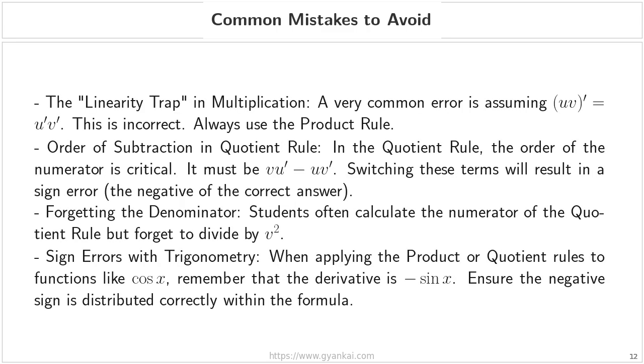Finally, be mindful of sign errors when working with trigonometry. As we saw in our examples, the derivative of cosine of x is negative sine of x, so be careful when you plug a negative sine of x into the product or quotient rule formulas. Ensure that you distribute that negative sign correctly across the rest of the expression. By keeping these common mistakes in mind, you can avoid the most frequent errors. Now, let's move on to our final slide to summarize the key takeaways from this lesson.